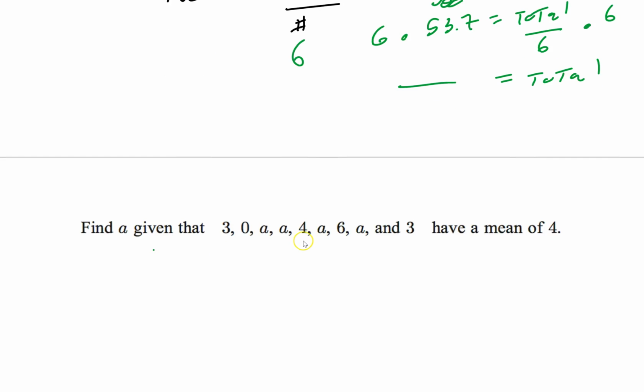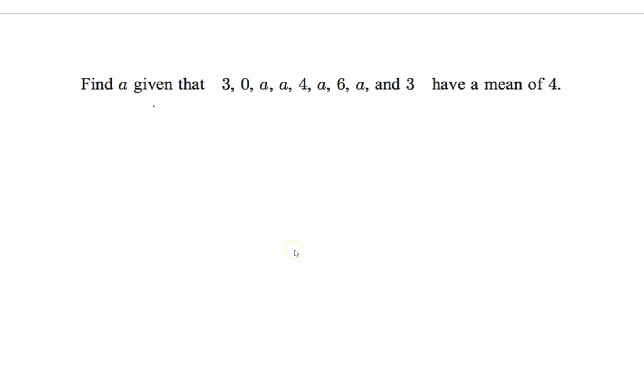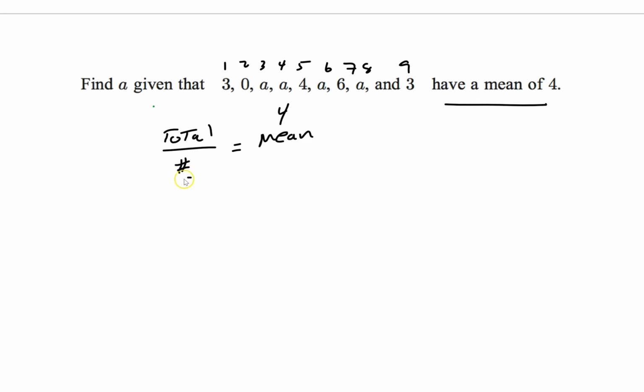Okay, with that one down, let's do a slightly harder example. So here we go. Find A given that 3, 0, A, 4, A, 6, A, and 3 have a mean of 4. So it's actually a very similar problem. They give us the mean, they give us all these numbers. So remember, it's the total over the total number of items equals the mean. Now we have some of this data. The mean is 4. And the total number of values we have, let's just count them. There's 1, 2, 3, 4, 5, 6, 7, 8, 9. So this is going to be 9.